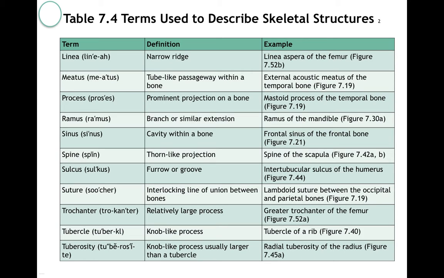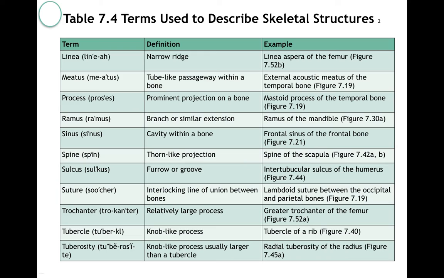Meatus is a tube-like passageway within a bone. We'll see that in the skull. We'll have the external acoustic meatus. Processes will show up all over. Those are projections from a bone. Spine, you'll see a fair amount. Suture, we'll talk about specifically. Trochanter, you'll see, that's a large process. We have one on the femur.